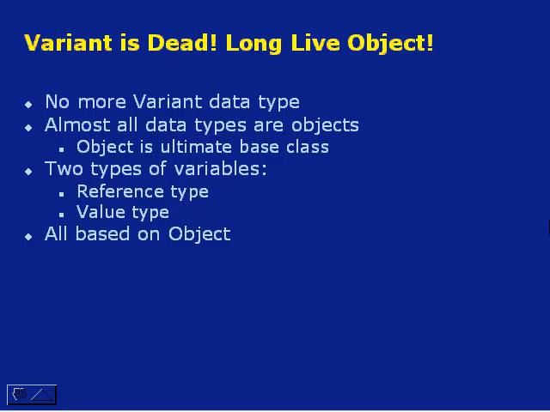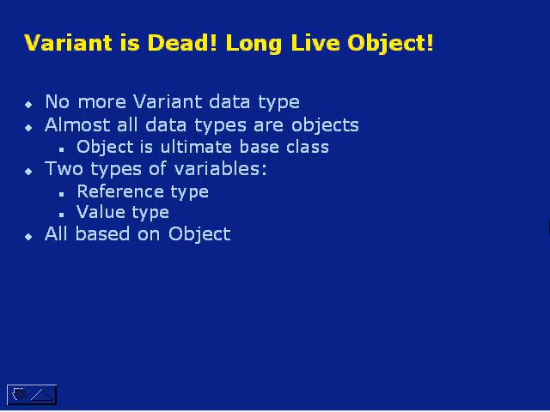One important new feature for VB developers is that there is no more variant data type. Almost all data types are objects in the .NET framework. An object is the ultimate base class. That is, every other data type inherits from the base object base class.